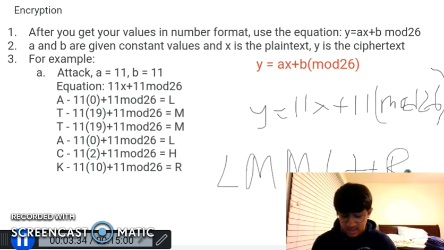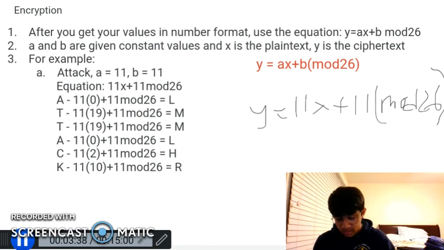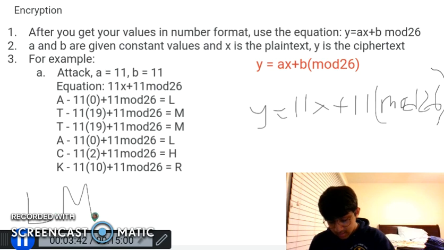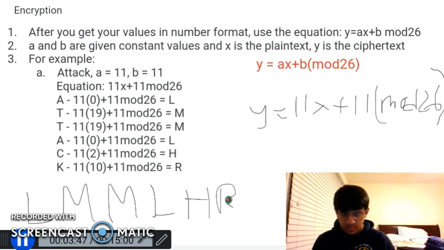Now, I just gave you guys an easy example. During the actual test, it won't be this small. It will definitely be at least a whole saying. It won't be a whole sentence because that would take too long, but it won't be this small. So we have L, M, M, L, H, R. That's your answer. Let's move on to the next page.